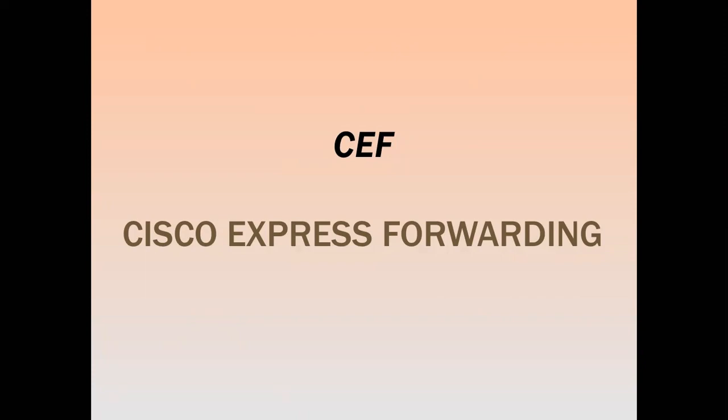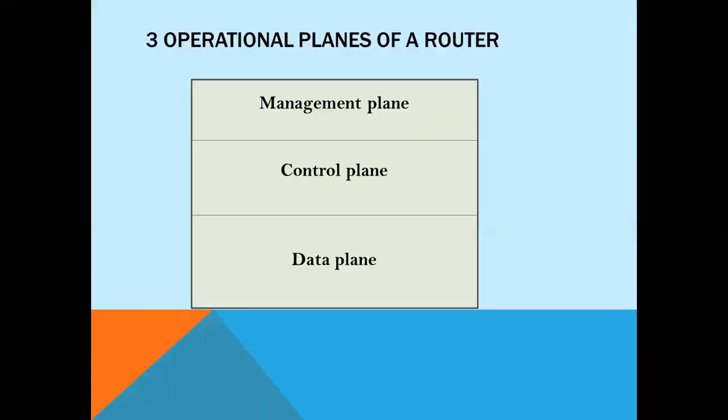Much of the literature on a router's architecture divides router functions into three operational planes. These three operational planes are the management plane, control plane, and data plane. The management plane is concerned with the management of the device. For example, an administrator connecting to a router through a Secure Shell (SSH) connection through one of the router's VTY lines would be a management plane operation.